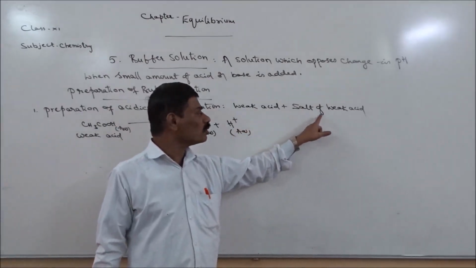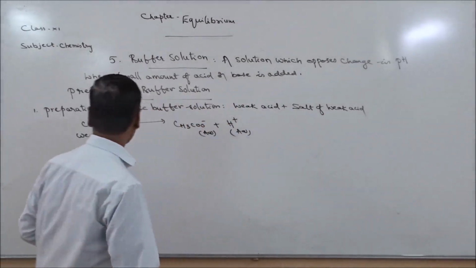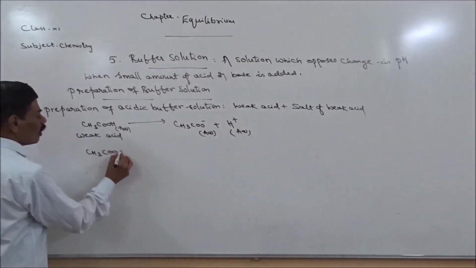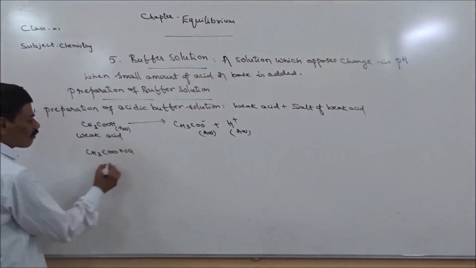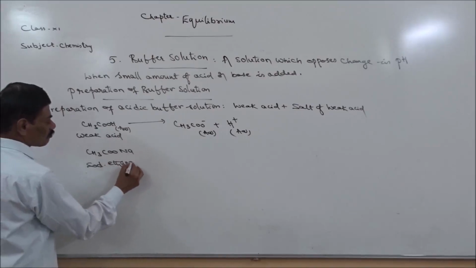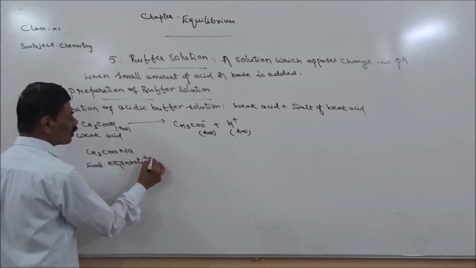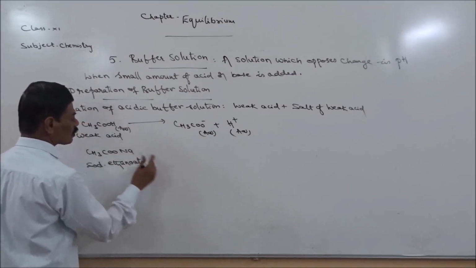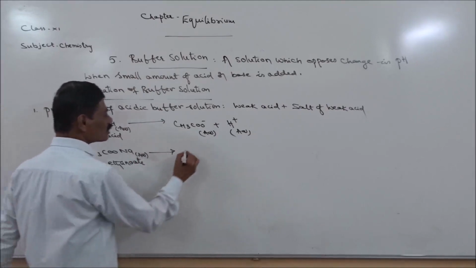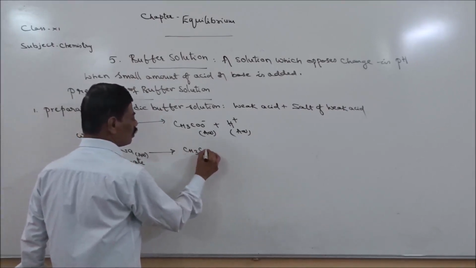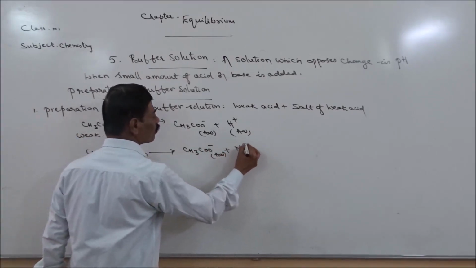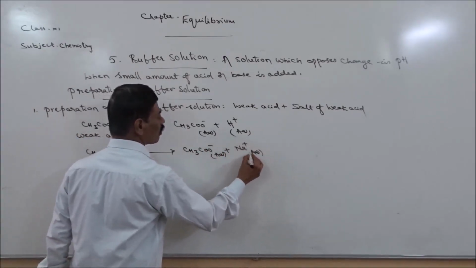Now we will move to the salt of that weak acid. And the salt of that weak acid is CH3COONa. This is the salt of weak acid. Its name is sodium ethanoate. Right? In aqueous medium, this salt undergoes ionization, thereby forming ethanoate ion and sodium cation.